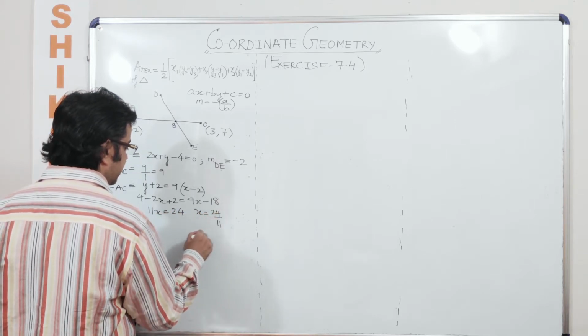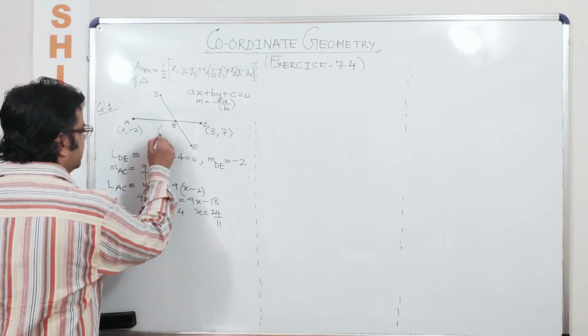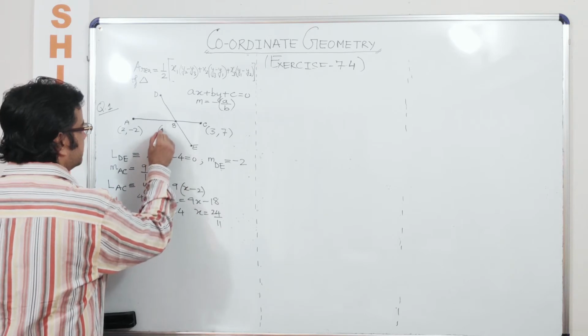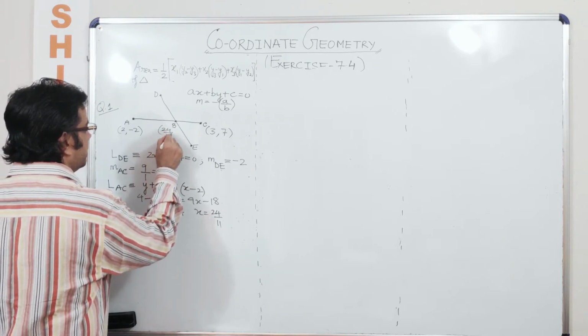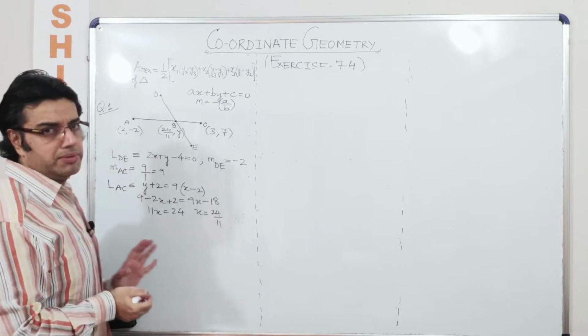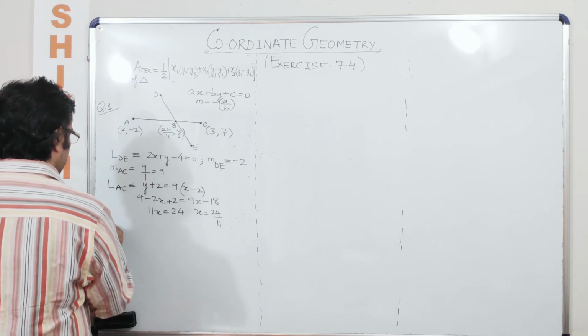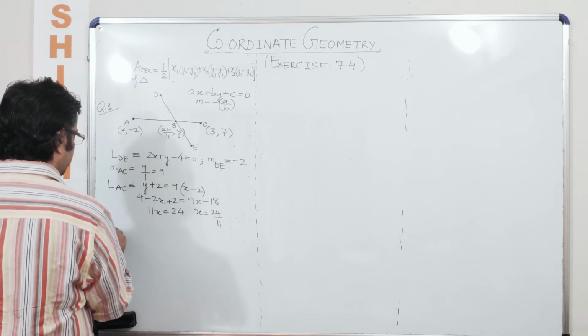Once I get the value of x, I could find out the value of y, but it is not required, because here I can simply write it as 24 by 11 comma y. Don't waste your time trying to find y, because you just need to find out the ratio. So let me boil it down now.